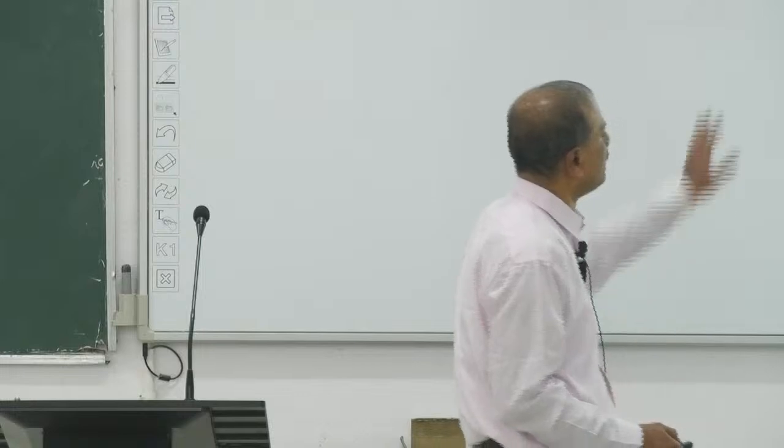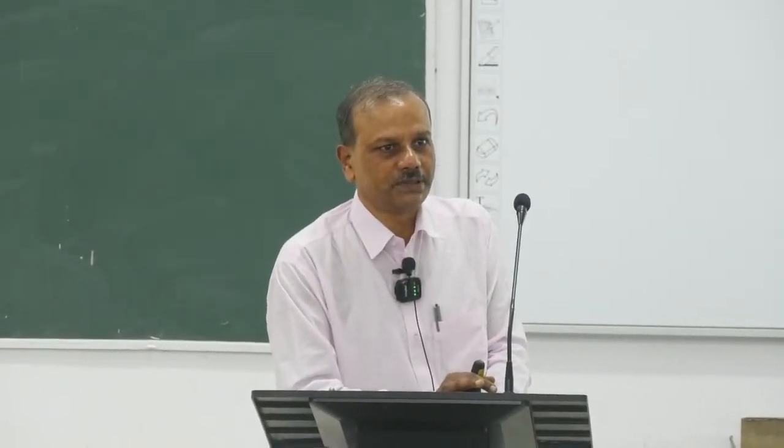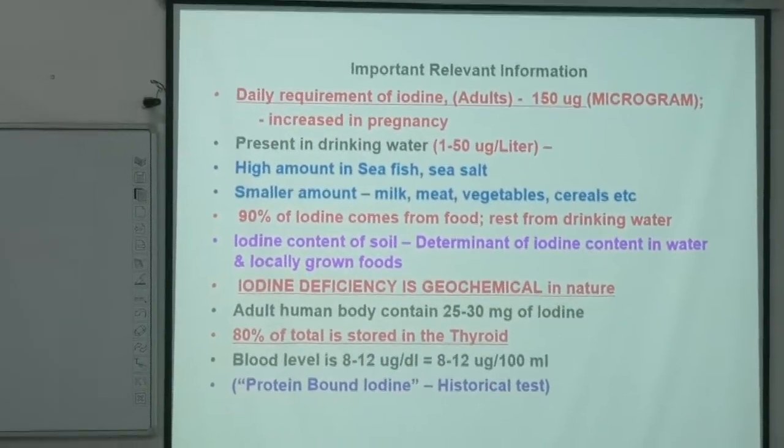See some important information about thyroid. See, daily requirement of iodine is 150 microgram, and in pregnancy the requirement is increased because of the growing fetus. So it is increased for iodine, and iodine is present in the drinking water. And the locally grown foods or the animals living on that plant, they actually have iodine from the soil itself.